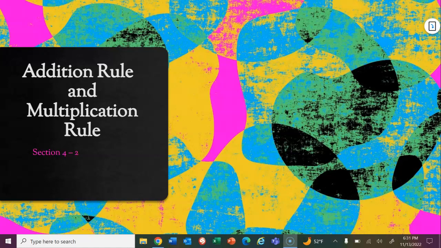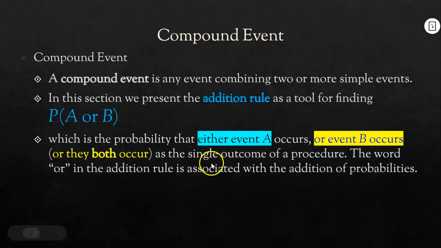Okay, continuing on with probability. The two rules in this section are called the addition and multiplication rule. And you'll see a little bit more of the conditional events in this section as well.